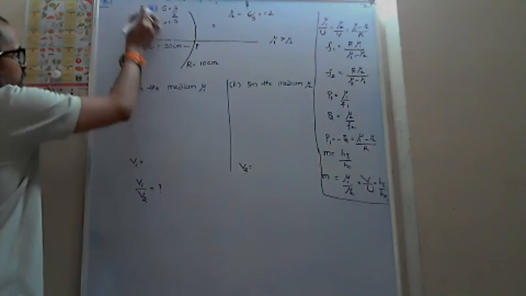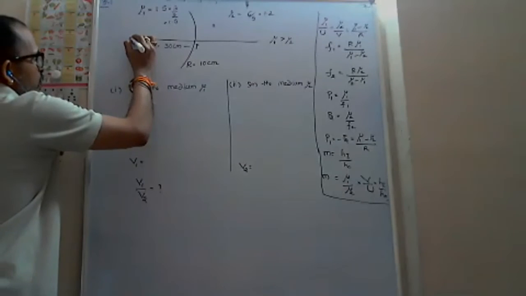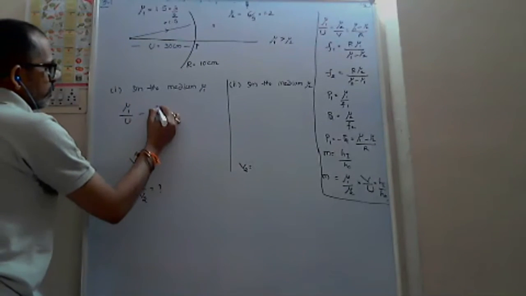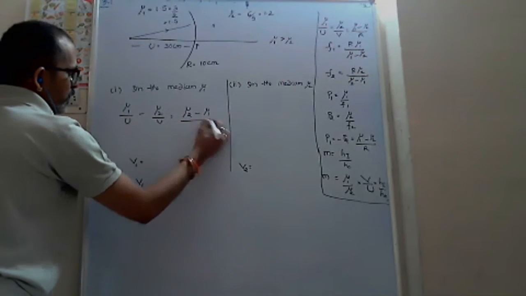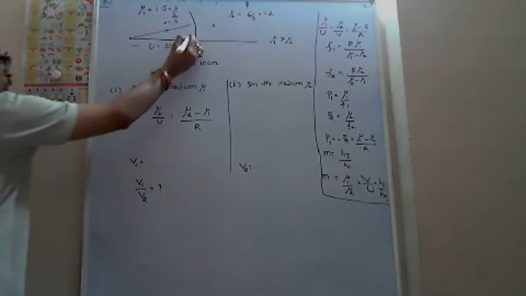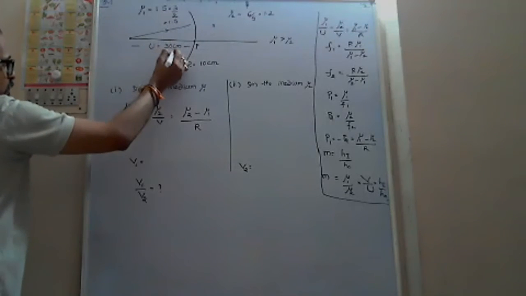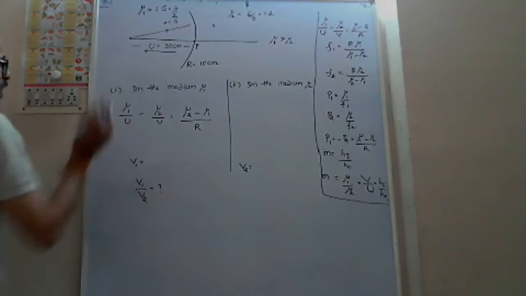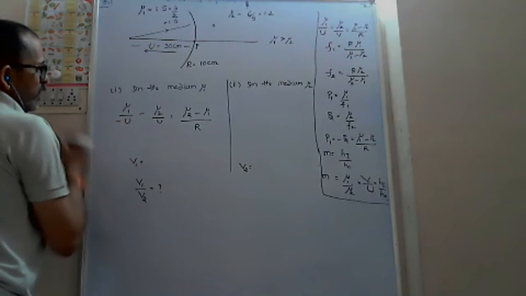First, you are taking the object in which medium, Nana? Mu1, sir. Mu1 by V. Very good. Mu1 by U. But keep in mind, take the sign conventions also. You have to measure the distance from the pole. So this is the direction you are measuring U. So U is negative or positive? Negative, sir. So U is negative.